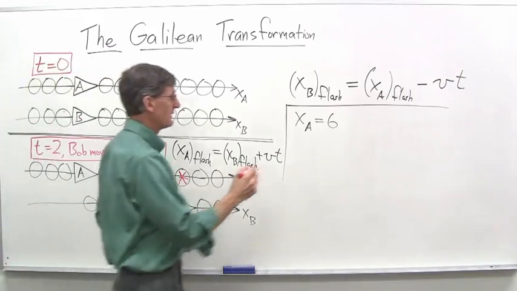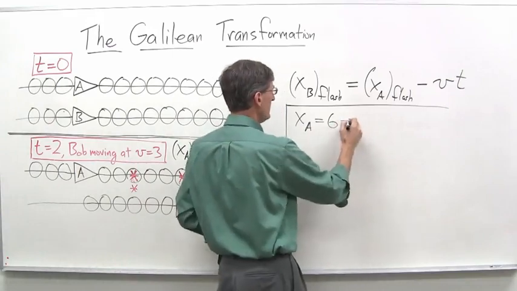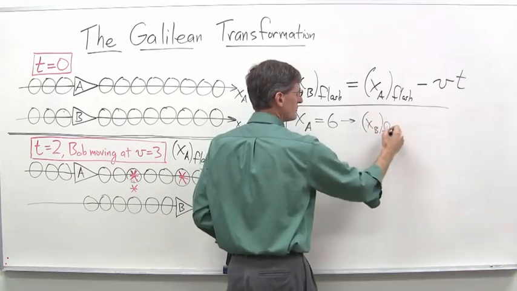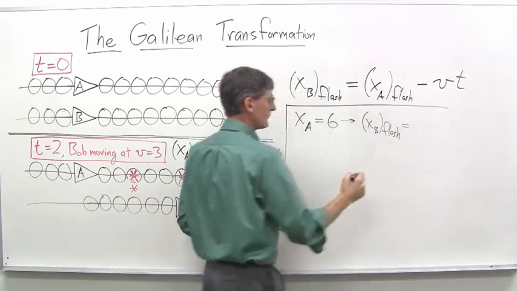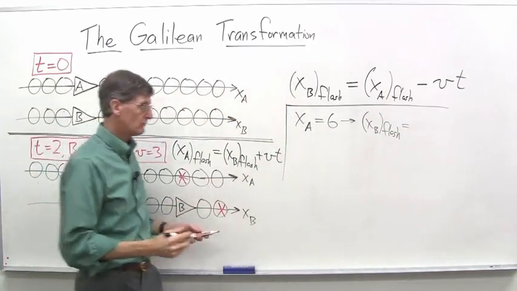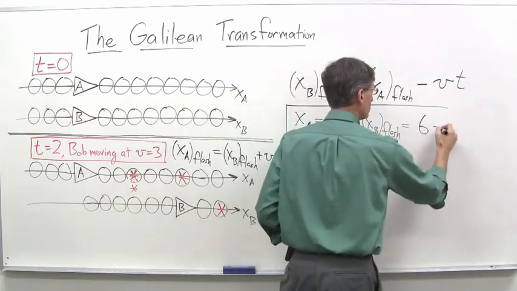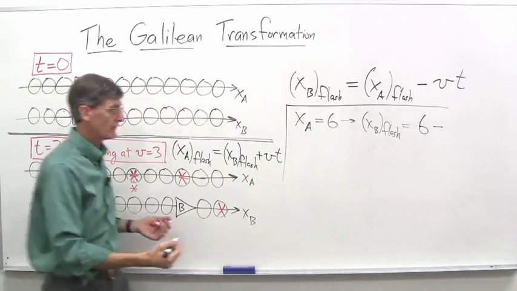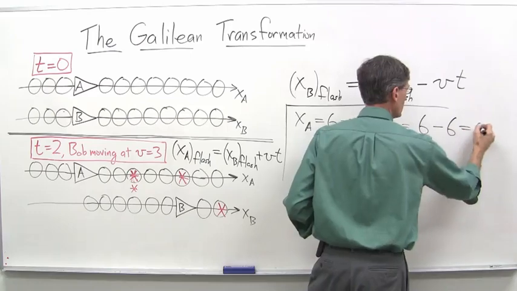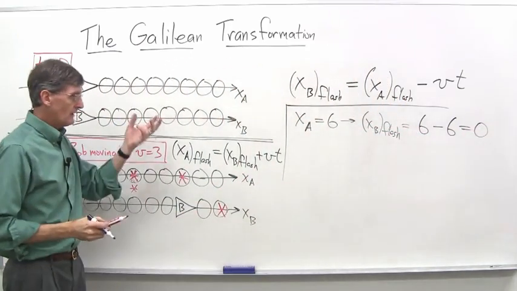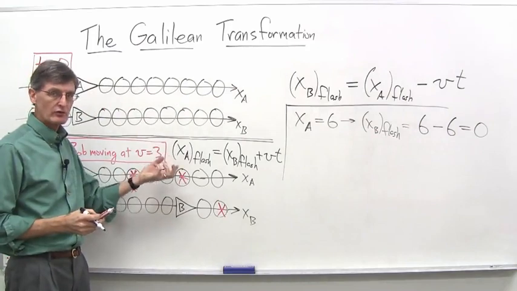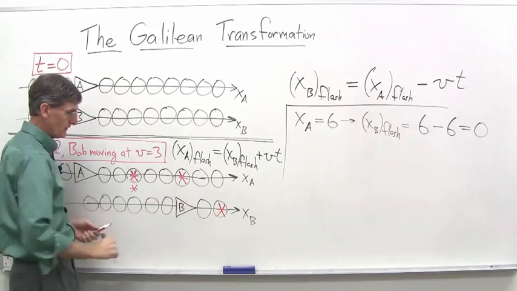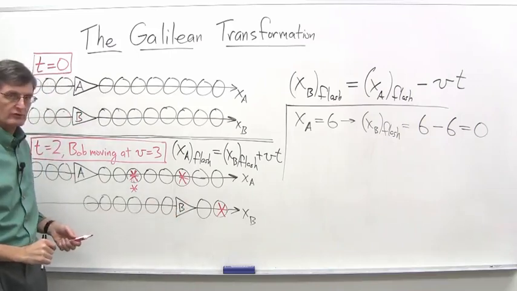So let's see what we get. Using this equation, we get xb of the flash equals xa of the flash, which Alice says is 6, minus vt, and vt being 3 times 2 is 6. So I get 6 minus 6 equals 0. That's telling me that, as far as Bob is concerned, the flash occurs at position 0, and that's exactly where he is. He's at position 0 there in his spaceship, and he sees the flash occurring.